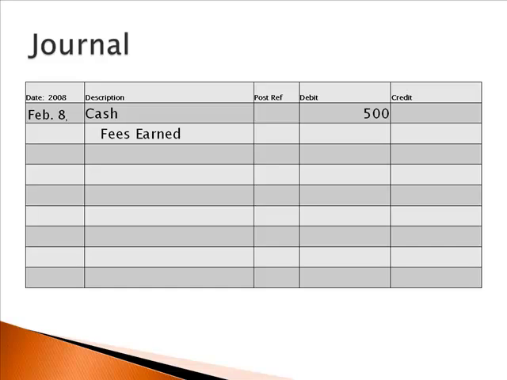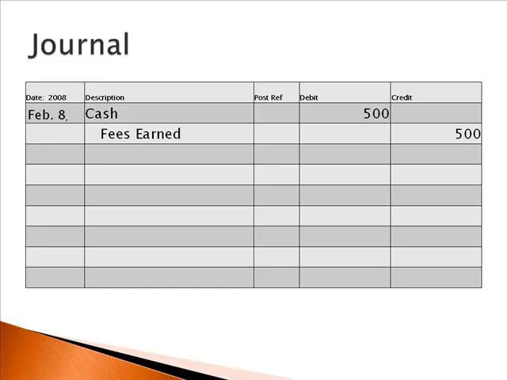The next step is to go down to the next line and to indent slightly to show that this is a credit entry. Notice that the credit entry is to the right of the debit entry, which is to the left, and this does two things. It keeps us in line with our rule, which is debits are to the left and credits are to the right, and it also allows us to see that this entry is indeed supposed to be a credit entry because it's been indented. Again, skip the posting reference column, and we move over to the credit column and enter the amount of $500 for this particular transaction.